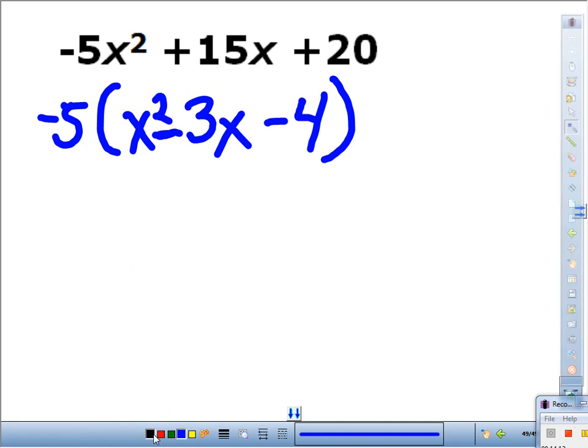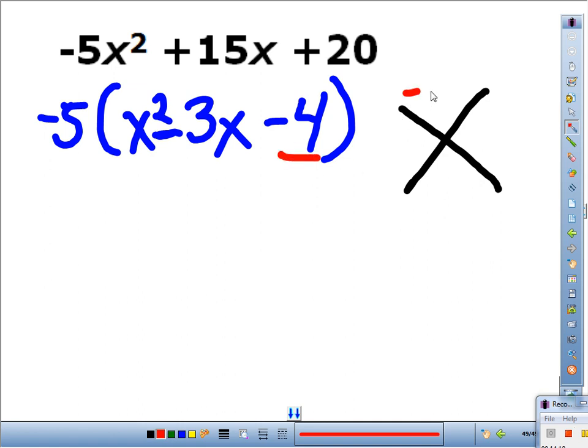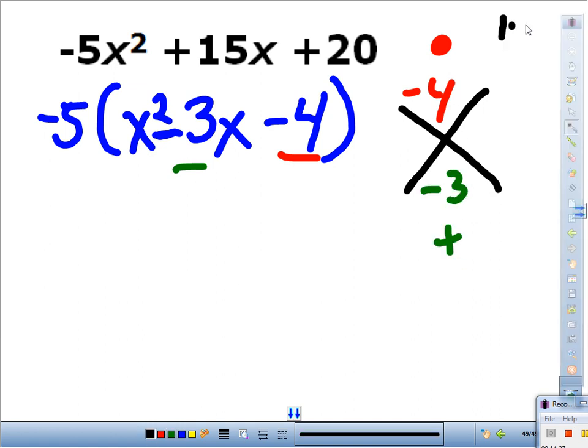Okay, our Power Rangers. Let's see. What goes as our product? Negative 4. What goes as our sum? Negative 3. Factors of 4 are 1 times 4, 2 times 2. Which one of those adds and subtracts to give me negative 3? 1 and 4. This tells me one of them is negative, and the biggest number of the two is negative, so it's negative 4.